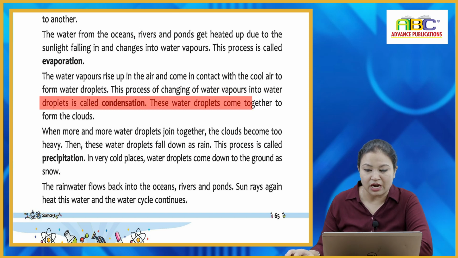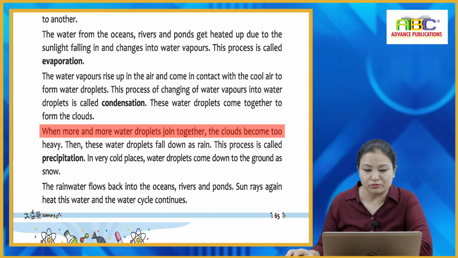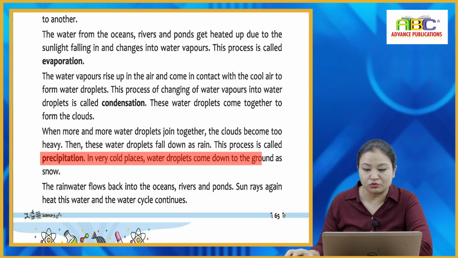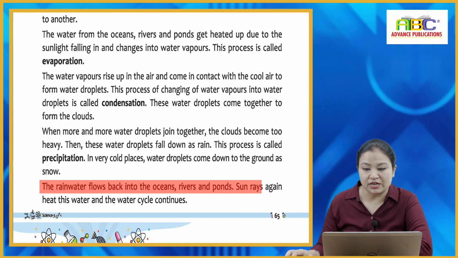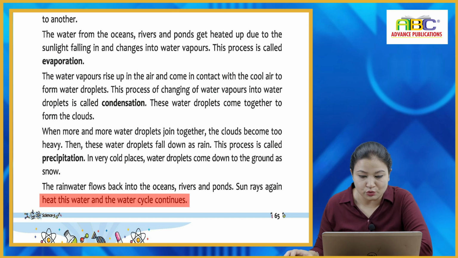These water droplets come together to form the clouds. When more and more water droplets join together, the clouds become too heavy. Then these water droplets fall down as rain. This process is called precipitation. In very cold places, water droplets come down to the ground as snow. The rainwater flows back into the ocean, rivers and ponds. Sun rays again heat this water and the water cycle continues.